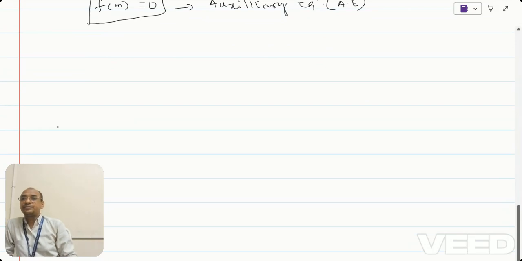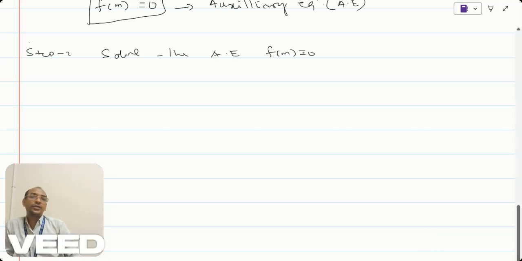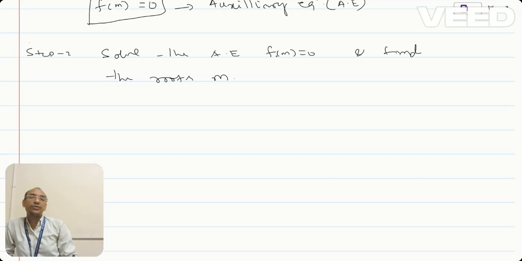Then step 2: solve the auxiliary equation f(m) equal to 0 and find the roots m. If it is a second order equation, the auxiliary equation is second degree, and we can have two roots, m1, m2. If f(m) is third degree, we will have three roots m1, m2, m3, and so on. So if f(m) is nth degree, then we can have n roots of the auxiliary equation. So after writing the auxiliary equation, we will solve it to find the roots of that auxiliary equation.